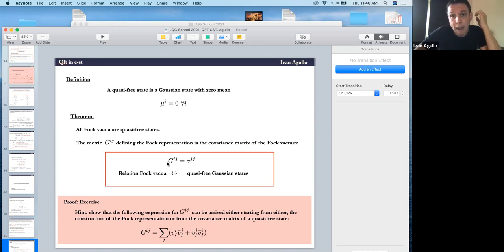And whenever there is a symmetry, like time-translation invariance, then there is a preferred choice. There is a preferred vacuum. And in standard coordinates, G looks like the identity, which is the covariance matrix of the vacuum. But if not, you can choose whatever you want. You can choose one, I can choose another. Mine can be squeezed with respect to yours.